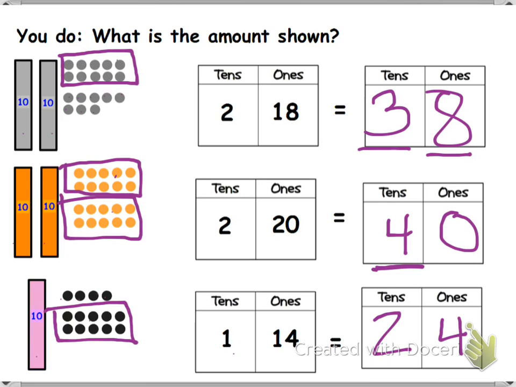Again, you can look at this 1 ten, 14 ones. Whenever there's this 10 in the ones place, we can actually bring it over and bundle it. So we know 1 ten plus 1 ten equals 2 tens. Then there's 4 ones left.